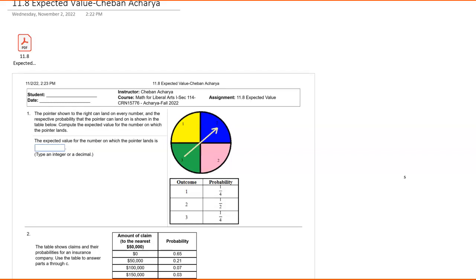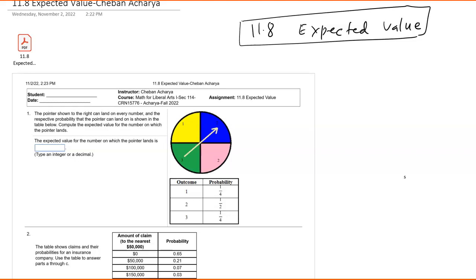Hello. This is section 11.8. The topic is expected value, and all the questions in this section are about how to find the expected value. I'll start with the definition of the expected value and how you find it.